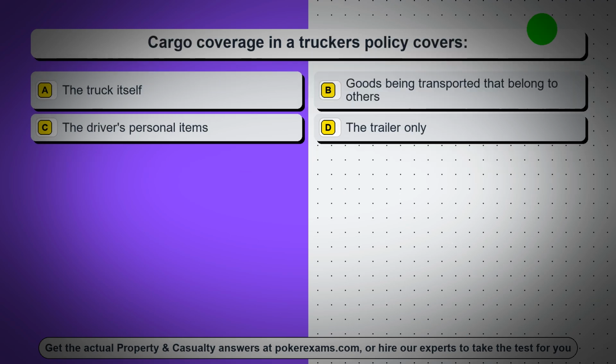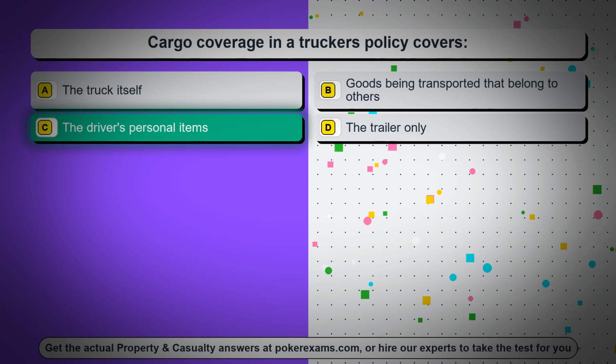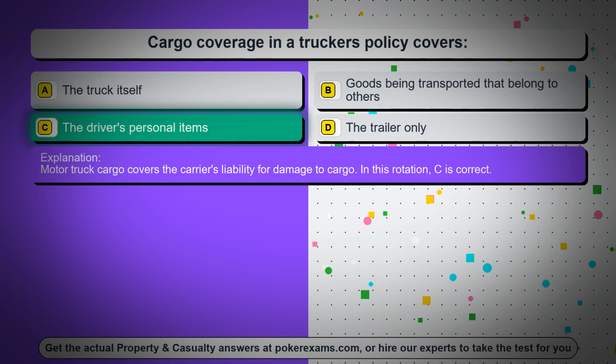Question 15. Cargo coverage in a trucker's policy covers. Option A, the truck itself. Option B, goods being transported that belong to others. Option C, the driver's personal items. Option D, the trailer only. The correct answer is option C, the driver's personal items. Motor truck cargo covers the carrier's liability for damage to cargo. In this rotation, C is correct.